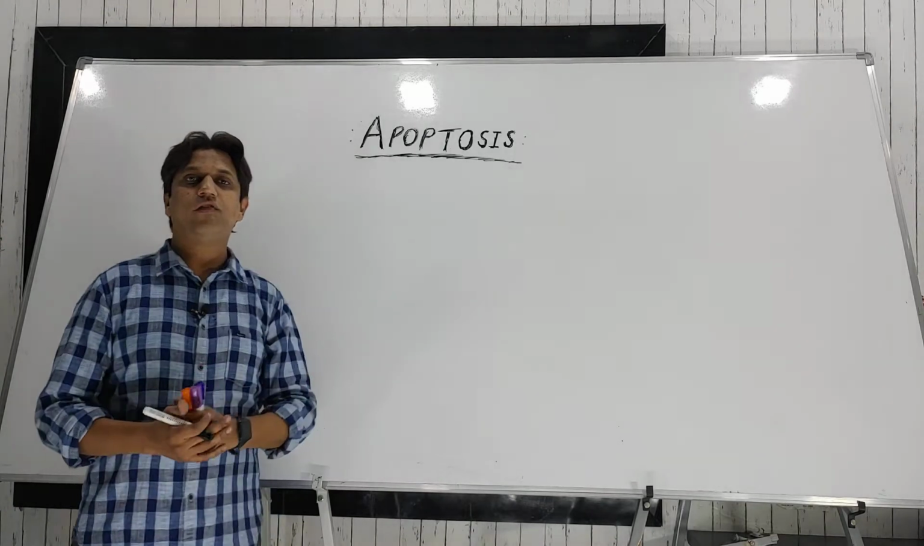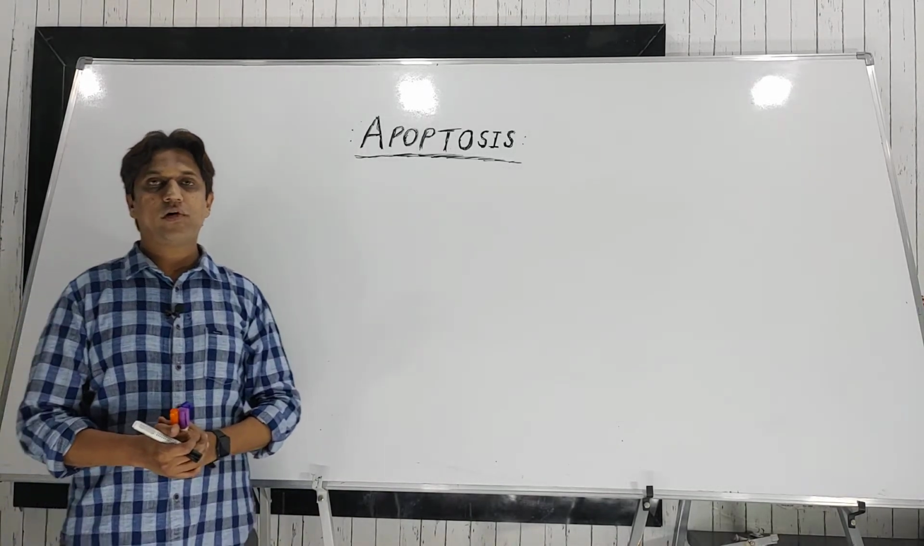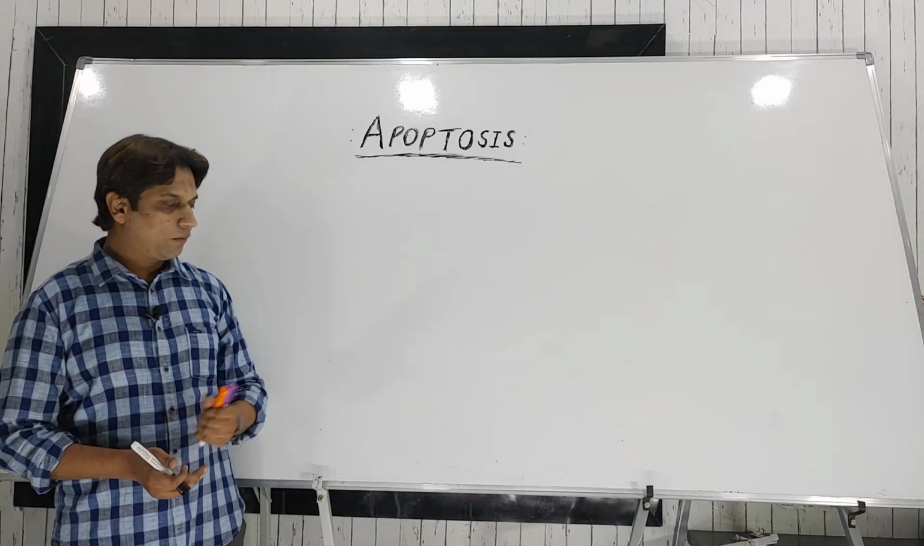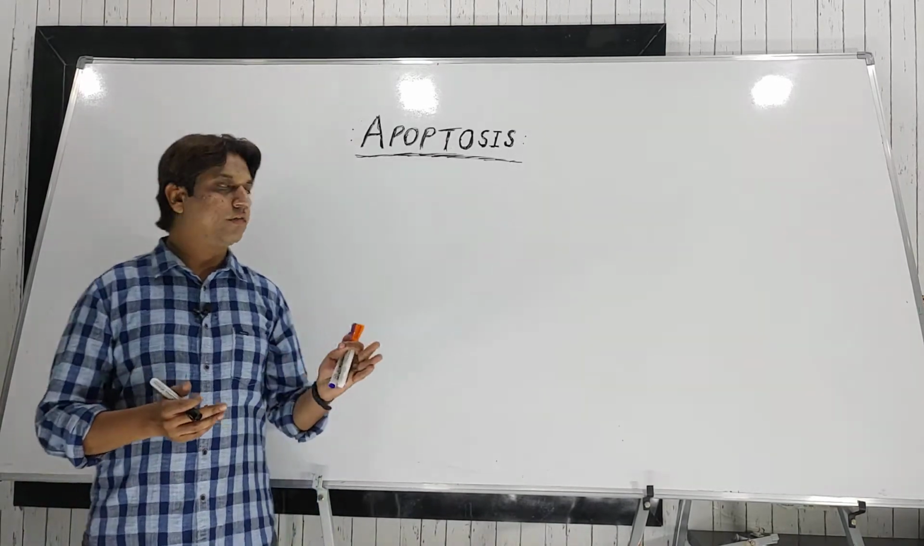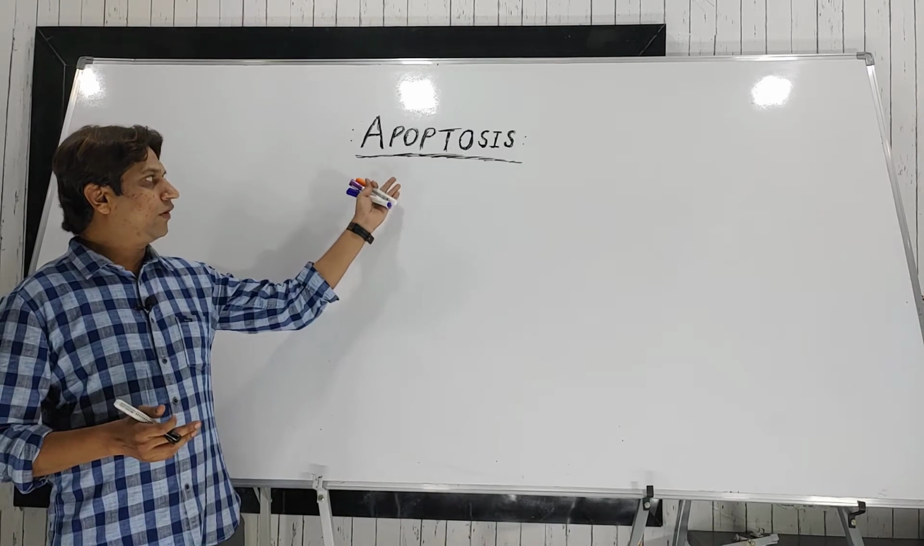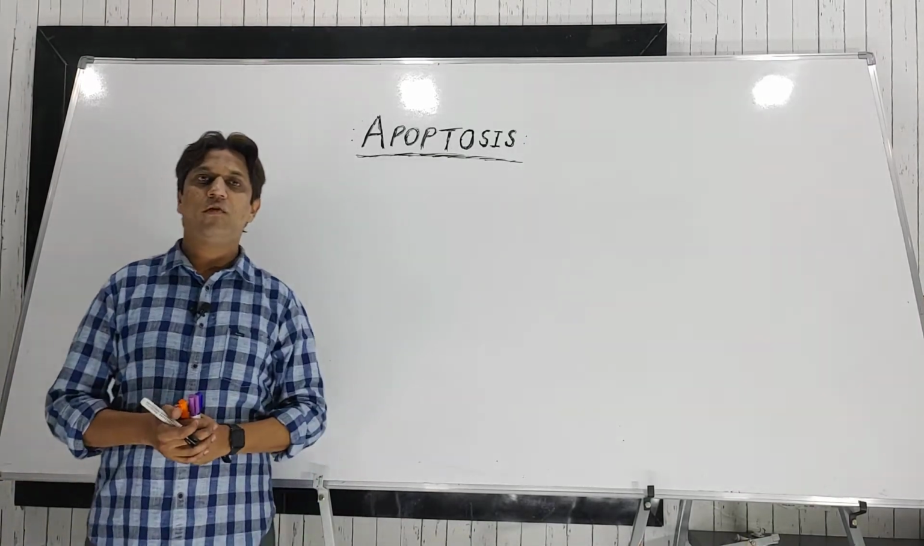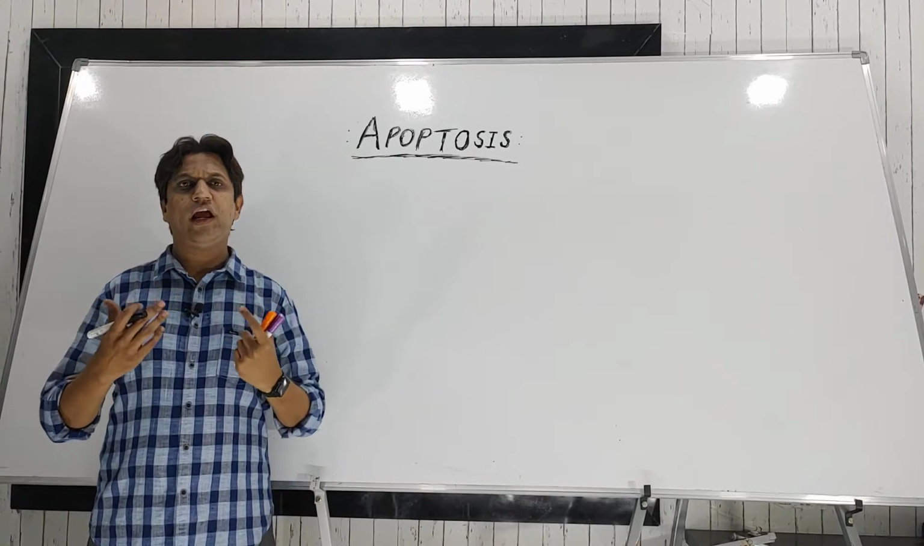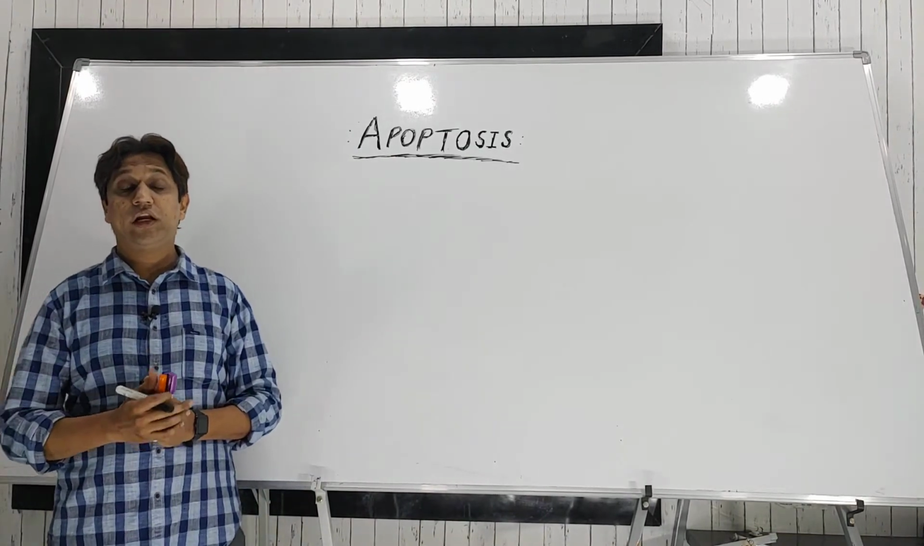Today we are going to discuss apoptosis, a very important topic in general physiology and in general pathology. Before going into detail about this process of apoptosis, its examples and mechanism of action, I would like to give some background. The human body has trillions of cells.